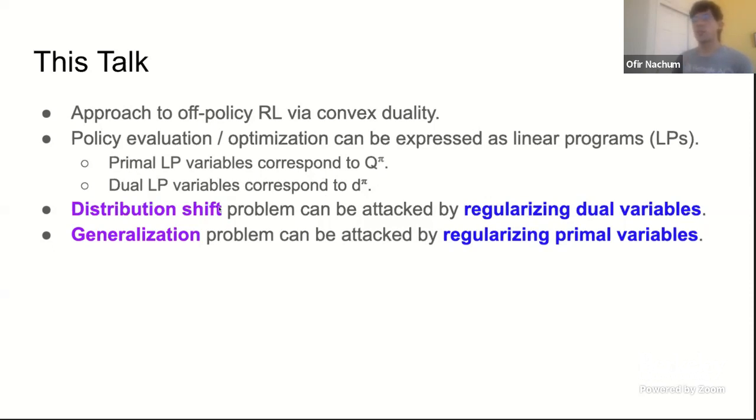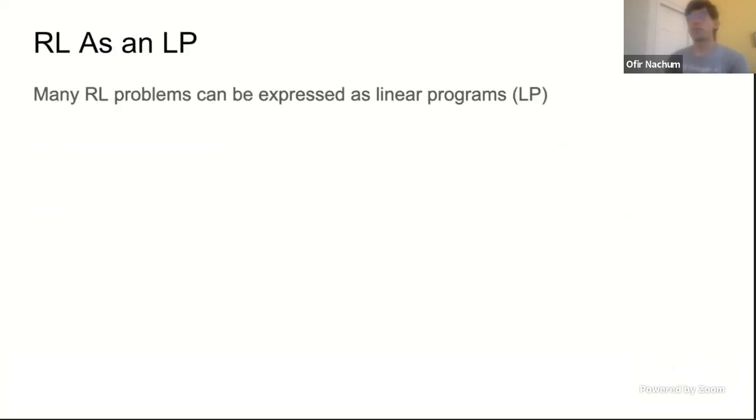Specifically, I'll show how the distribution shift problem can be approached by regularizing dual variables. And analogously, I'll show how the generalization problem can be attacked by regularizing the primal variables of this LP, and then using a bunch of convex duality applications to yield objectives which are practical and applicable to off-policy stochastic settings. Okay, let's get started.